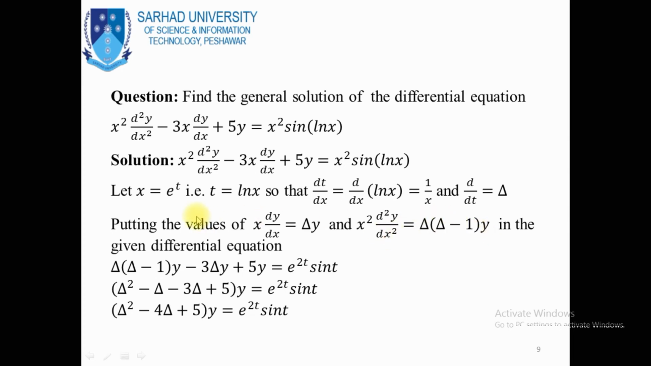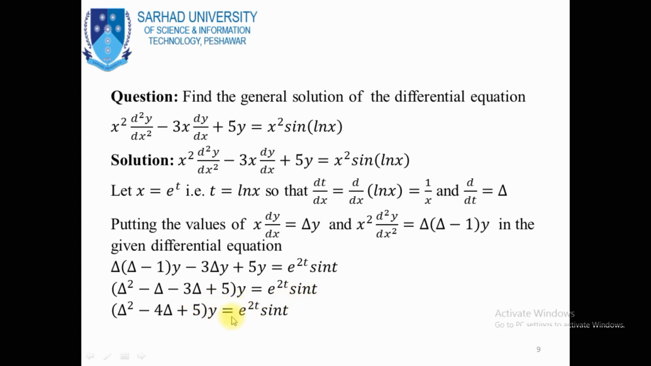In the given equation, we obtain del into del minus 1 into y minus 3 del y plus 5y is equal to e power 2t sin 2t. Taking common y, we obtain del square minus del minus 3 del plus y plus 5 into y is equal to e power 2t sin t. You see over here, x square is equal to e power 2t and log x is equal to t. So at the right hand side, we obtain e power 2t sin t.